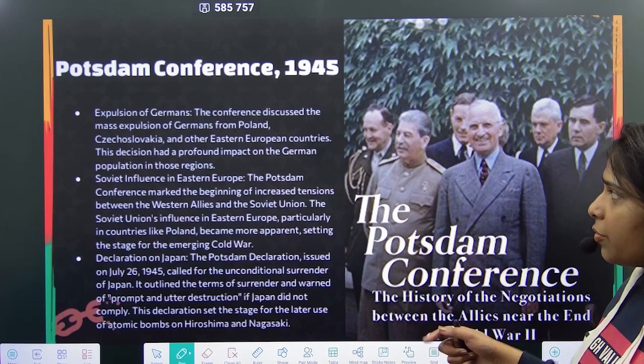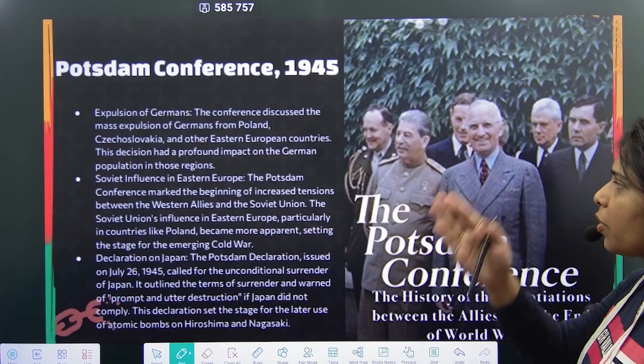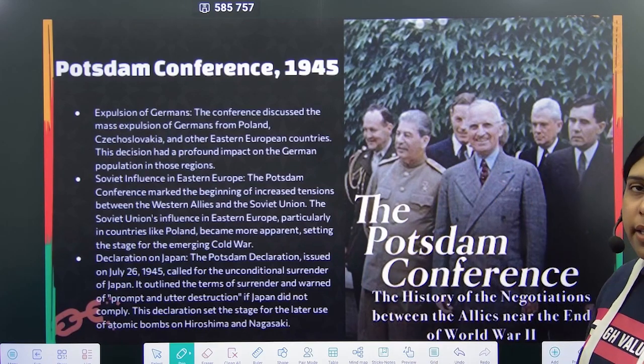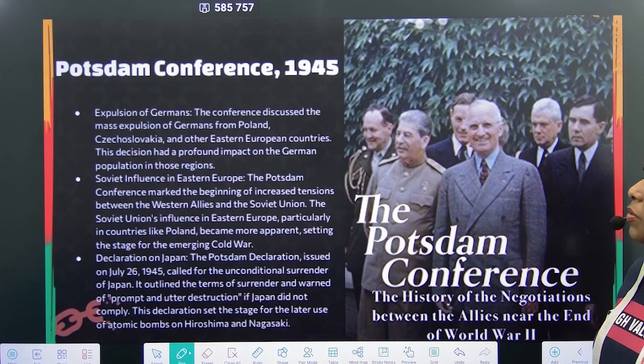Expelled from Czechoslovakia and other East European countries as well, because Germany had taken over almost the entire East European region. So it was decided that Germans would be expelled from Poland, Czechoslovakia, and Eastern European countries. This decision had a great impact on the German population in these regions.